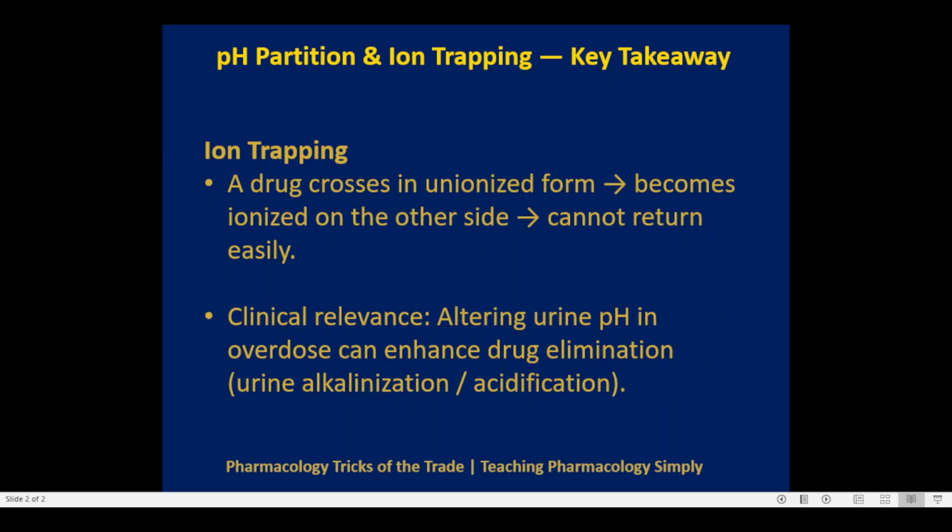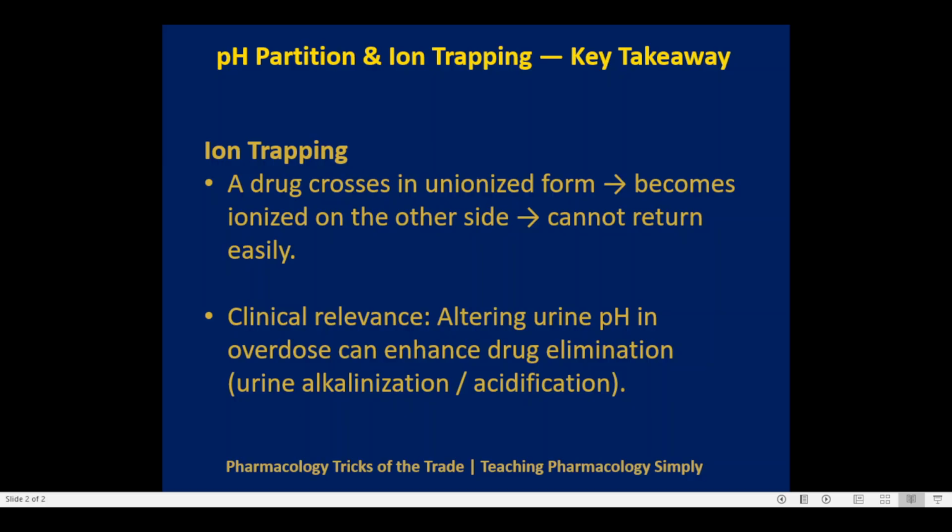For example, in aspirin overdose, doctors often administer sodium bicarbonate to make the urine more alkaline. This keeps aspirin ionized, reduces its reabsorption, and helps the body eliminate it faster.